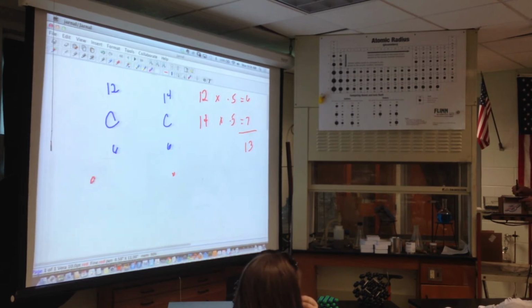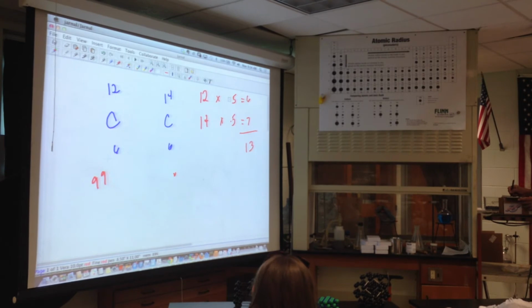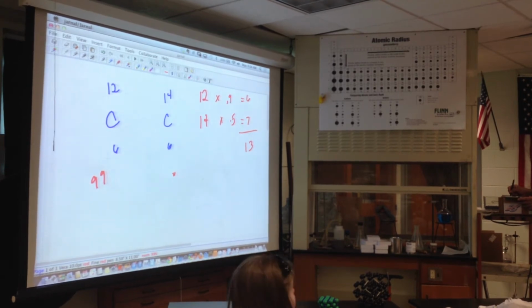If they're 99% carbon-12, then this number would be 0.99. And this must be what? 1%. I'm just making these numbers up. How would you find the percentage at 1%? 0.01, right?